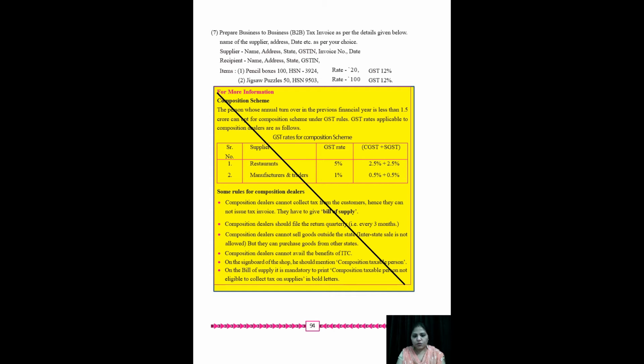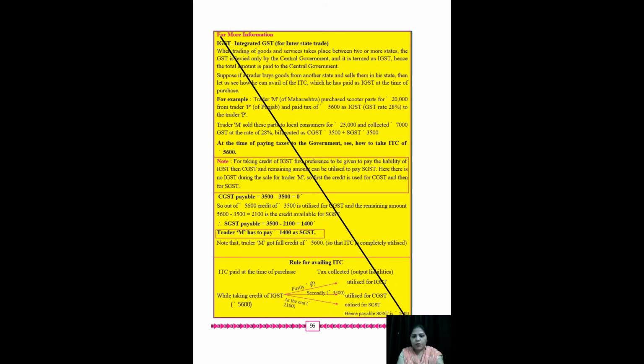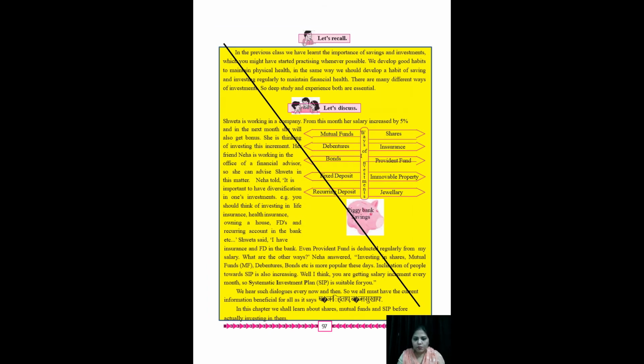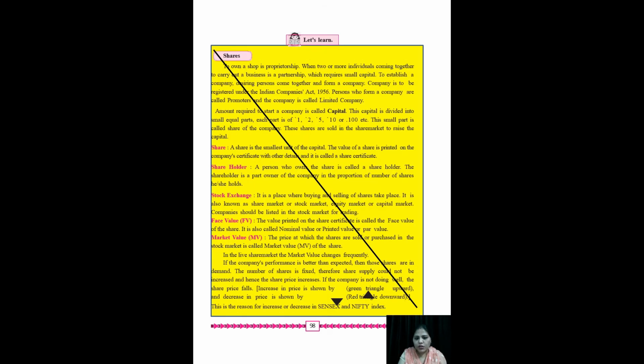Page number 94. Same way, page number 96, for more information, that is integrated GST, is not there now. Cancel this page too. Then page number 97. What is there on page number 97? Mutual fund, debenture, bond. Yes, this is also not there, the shares, provident funds. It means your shares, mutual funds, sums based on that will not be there now.